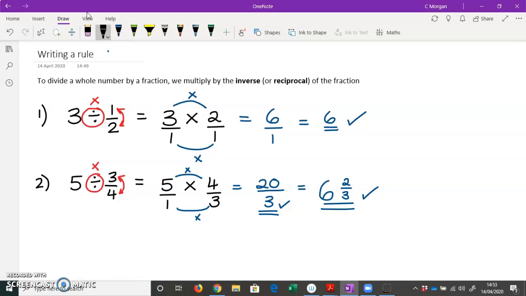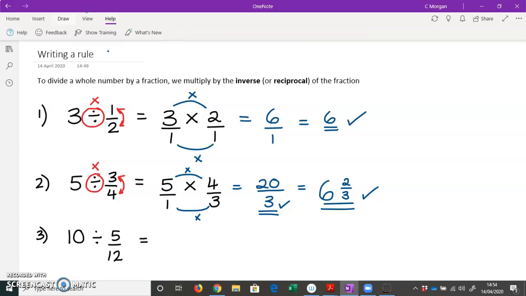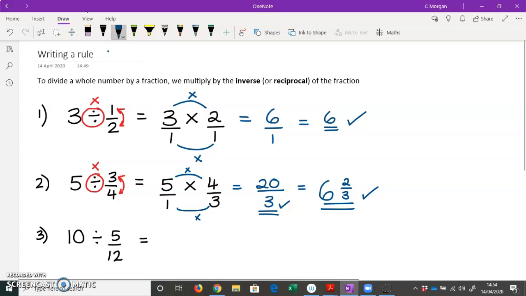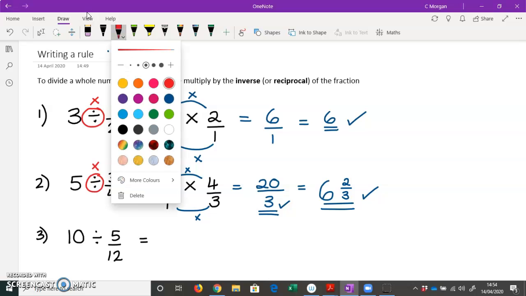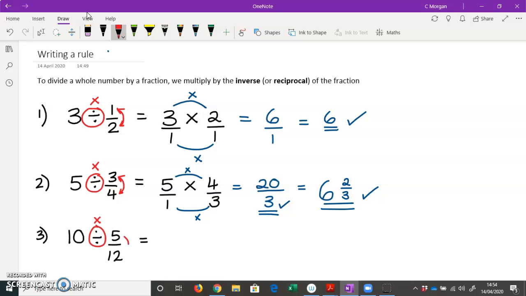I'm going to give you one more. I'm going to give you 10 divided by 5/12. You may pause it, and now I'm going to show you how to do it. Okay, so I'm going to remember to always follow my rule, and I'm going to turn it into a multiply. So I'm going to do 10 multiplied by the inverse or reciprocal of 5/12. So I'm going to rewrite it as a multiplication, 10 multiplied by 12 over 5.